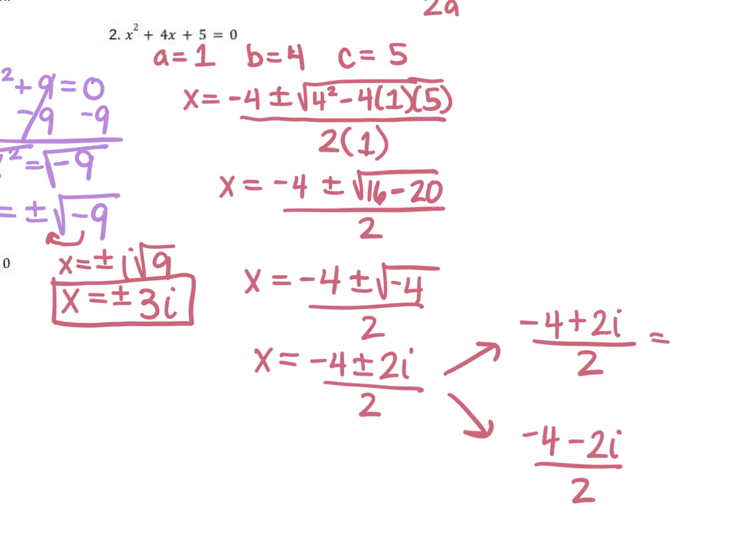So we're going to go -4 divided by 2. What's that? -2. And 2 over 2? 1. So we'll just say 1i. You can put 1i, or if you just put i, that's fine.